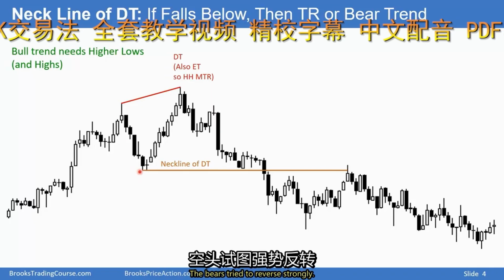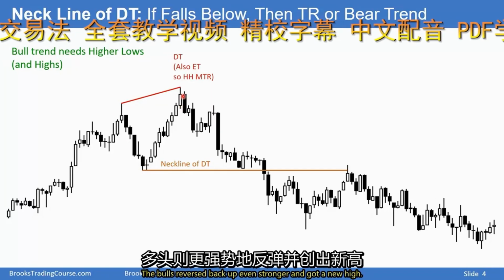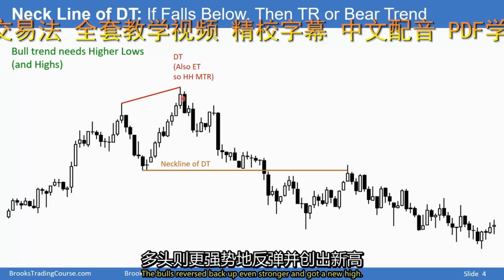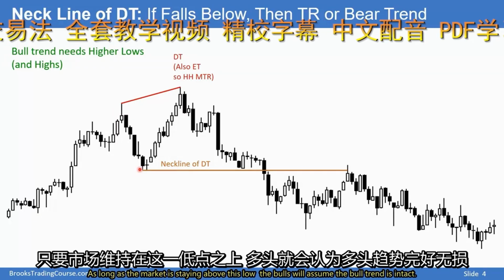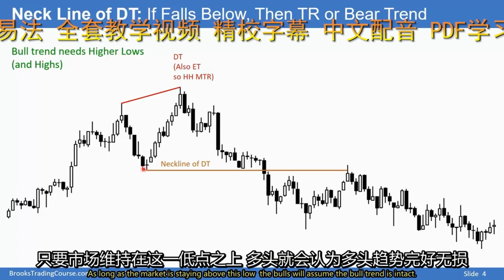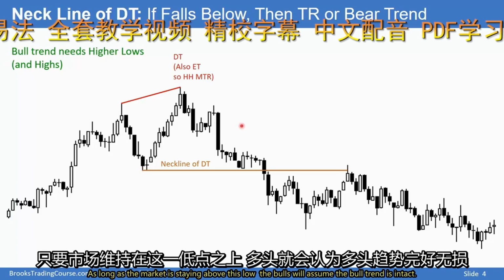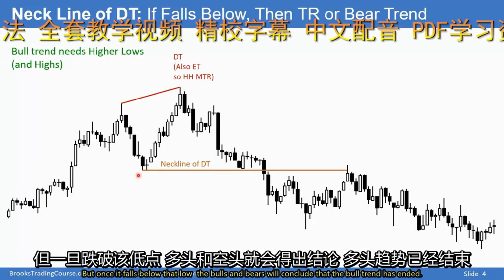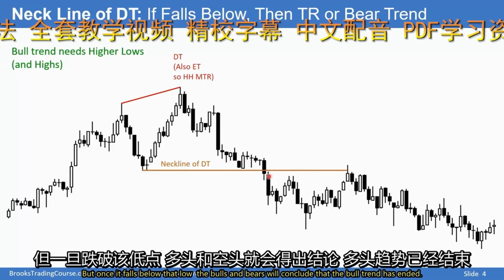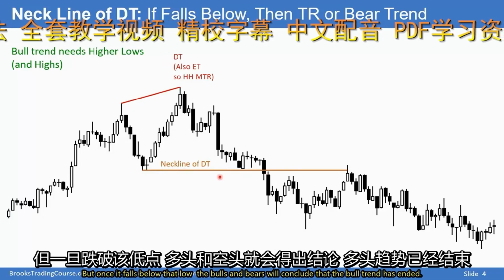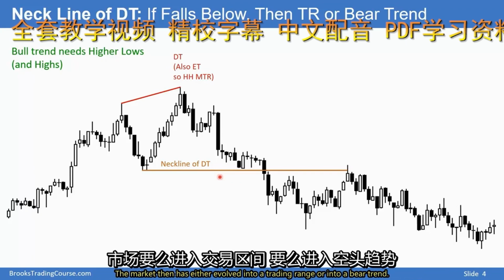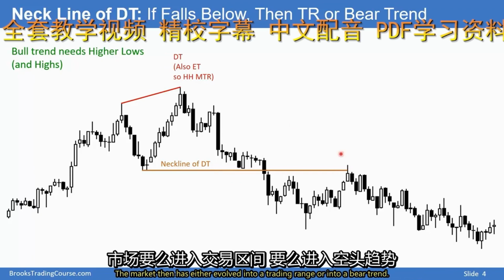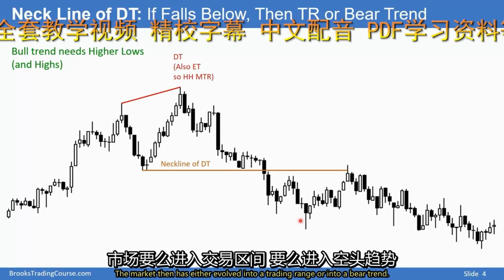The bears tried to reverse strongly. The bulls reversed back up even stronger and got a new high. As long as the market is staying above this low, the bulls will assume the bull trend is intact. But once it falls below that low, bulls and bears will conclude that the bull trend has ended. The market then has either evolved into a trading range or into a bear trend.